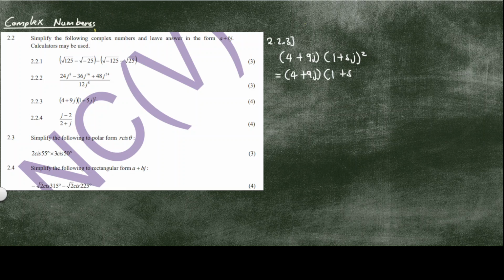So I'm just gonna write 2 brackets like this: 1 plus 5j, 1 plus 5j. So we're gonna take the first 2 brackets and multiply them. We're gonna get a 4 plus 20j, and then a 9j, and then a plus, what is 9 times 5? 45. Yeah, it's 45.